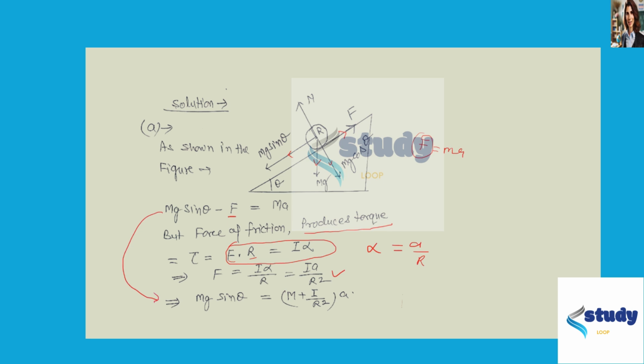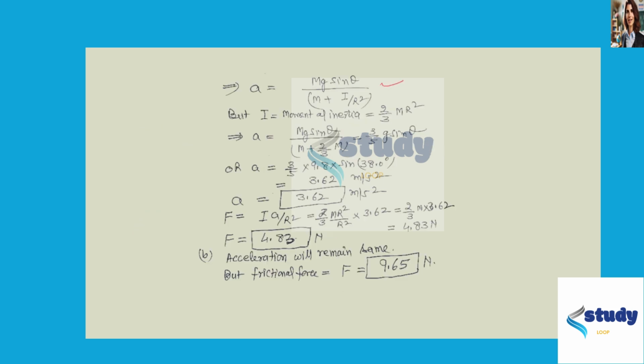Now we're going to do the substitution here. We have mg sin θ minus F, and remember F is this, equals ma. If you rearrange it, because if you open the bracket you have ma plus Ia over r squared. Then if you isolate a, because we're looking for acceleration, the moment of inertia for the sphere is 2 over 3 mr squared.